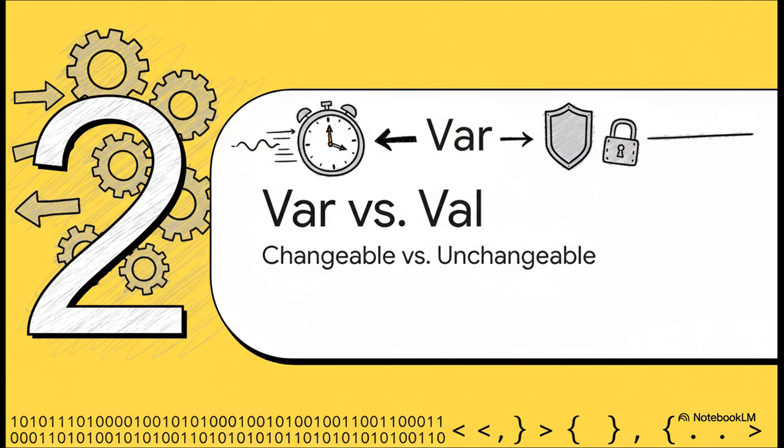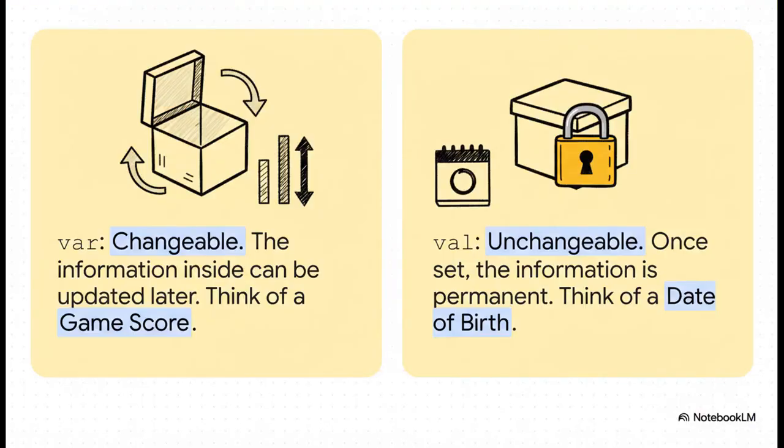And that brings us to maybe the first big rule you've got to learn in Kotlin, the difference between var and val. Getting this down is absolutely crucial, but don't worry, it's actually way easier than it sounds. Okay, so check this out. On one hand, you've got var. Think variable, as in it can vary. It's changeable. The data you put inside of our box can be updated later.